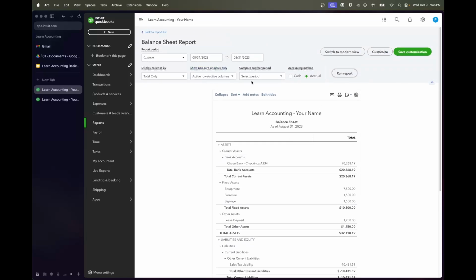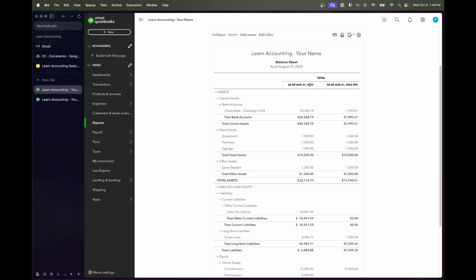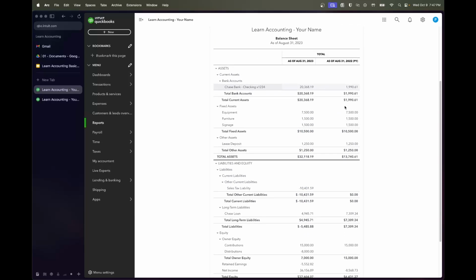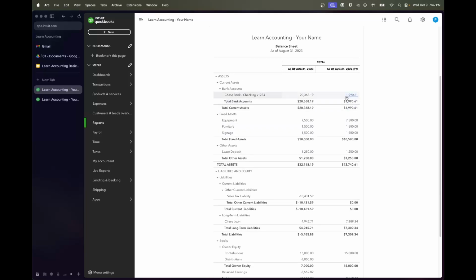But if we set it like this, what we can do is compare it to a previous period. Previous year, sorry. Then we can hit run report, and we can see this is the balance sheet as of August 31st, 2023, and this is the balance sheet as of August 31st, 2022, two months right after we had opened, right?